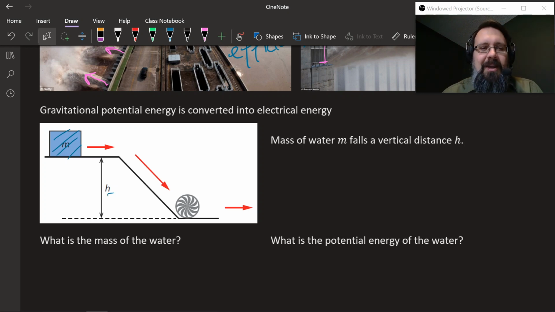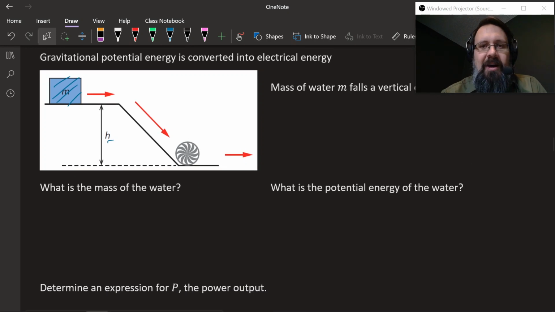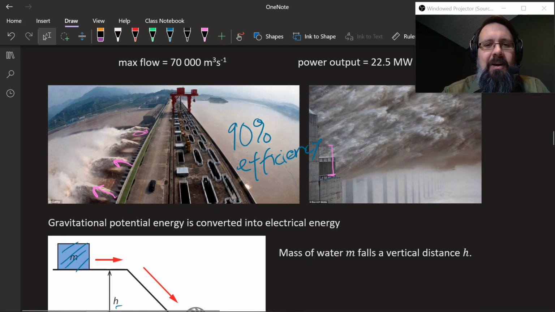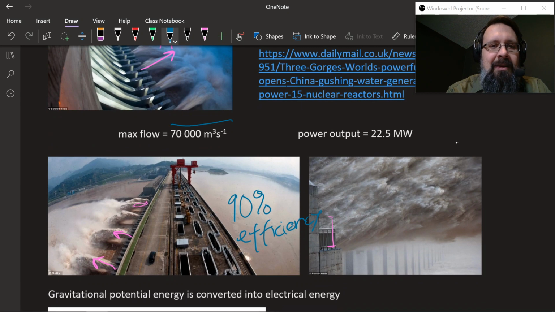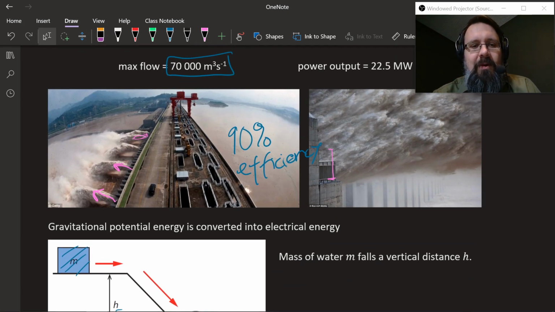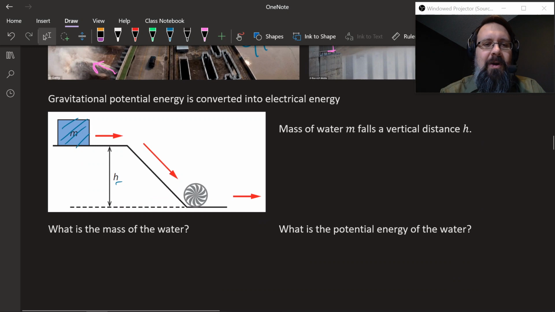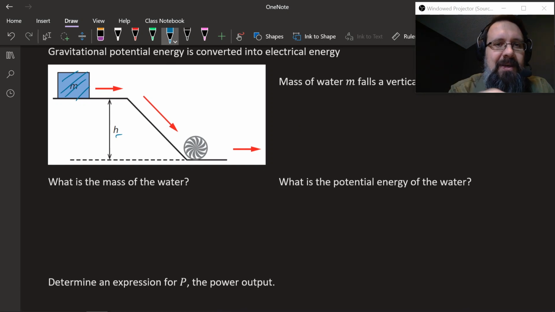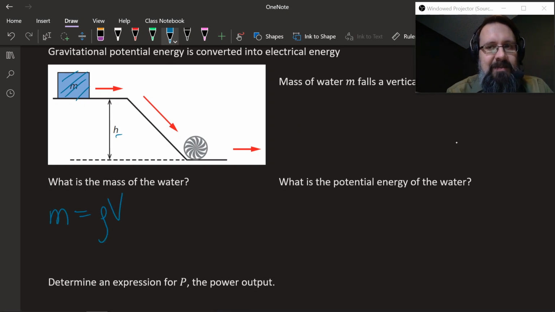That's our setup. What we want to do is figure out, well, what is the mass of water? Because if you look up here, we're given the flow rate in cubic meters per second. We're not going to have kilograms of water. We're going to have an amount of water flowing per second, a flow rate of water. So we want to convert that mass of the water in terms of the volume of the water. The way that's going to work is just by using the equation that mass is the density times the volume.